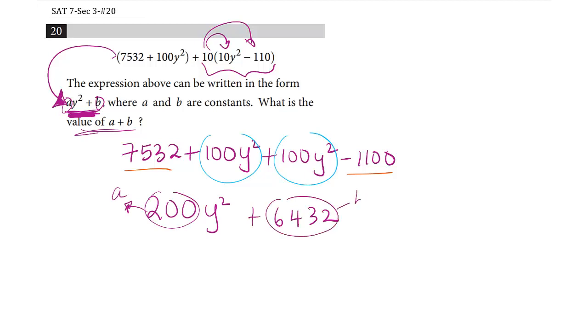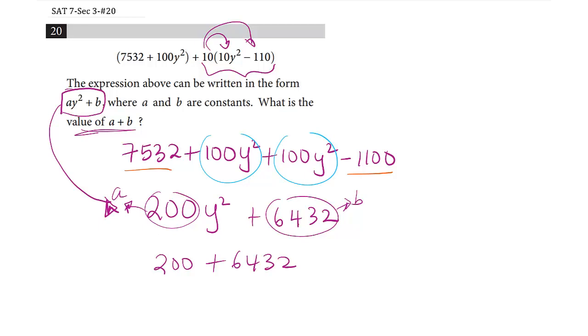b value, because that's what this form that we were given at the beginning said, that we would result with something that looks like ay squared plus b. And if you look, that's what this resulted in. Therefore, we'll just say 200 plus 6,432, and our answer is 6,632. Now remember, this is a free response question, so grade in your answer accordingly.